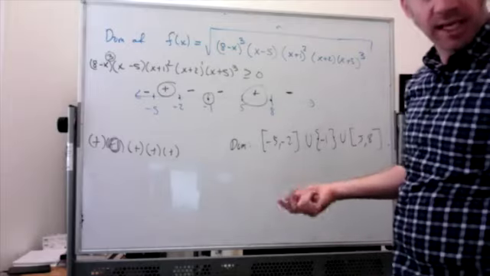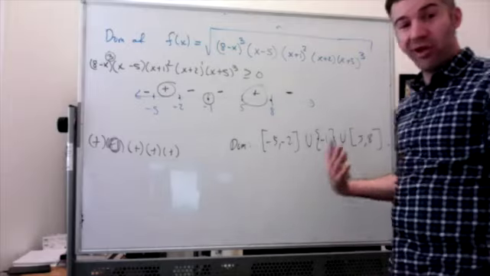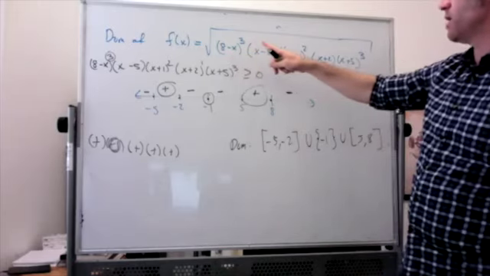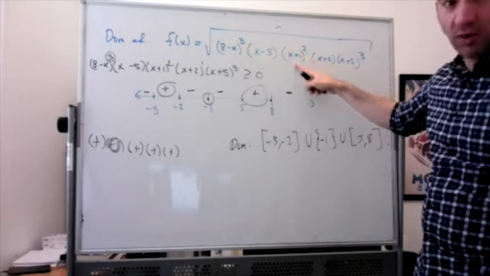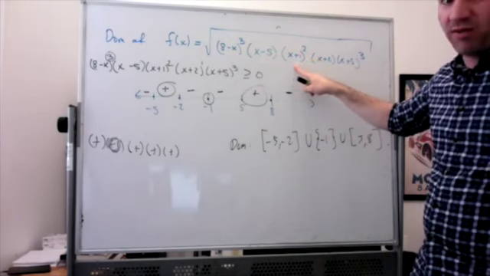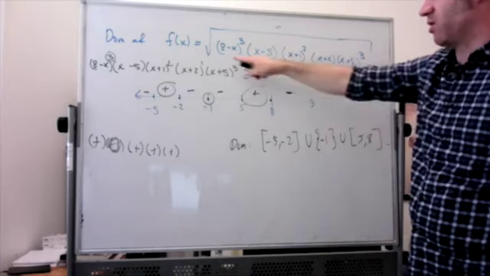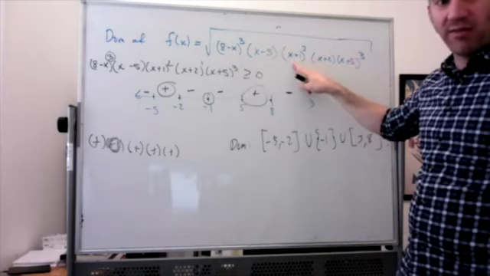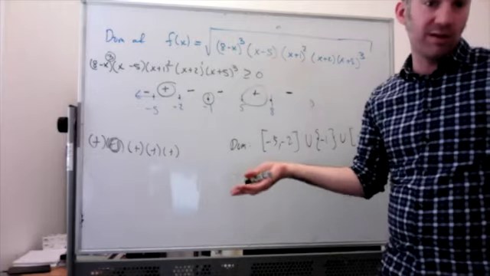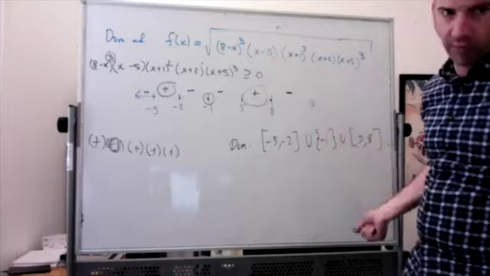Okay, so is negative 1 in the domain? Well, if I plug in negative 1, I get 9 times negative 6 times 0 times, it doesn't matter what the rest of it is, because once one of the factors is 0, the whole product is 0. So when I plug in negative 1, I get 0. And the square root of 0 is perfectly okay. The square root of 0 is 0, right? So that's why we're including the negative 1.